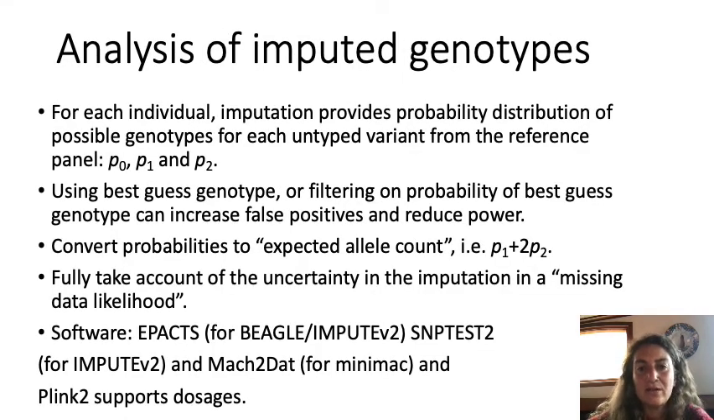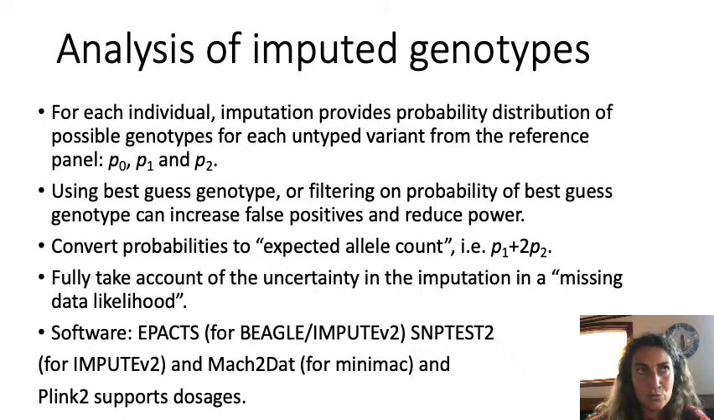And how to analyze the imputed data? For each individual, imputation provides a probability distribution of possible genotypes for each untyped variant. These probabilities can be converted into best guess genotypes, but this is not generally recommended, as it increases false positives and reduces power.